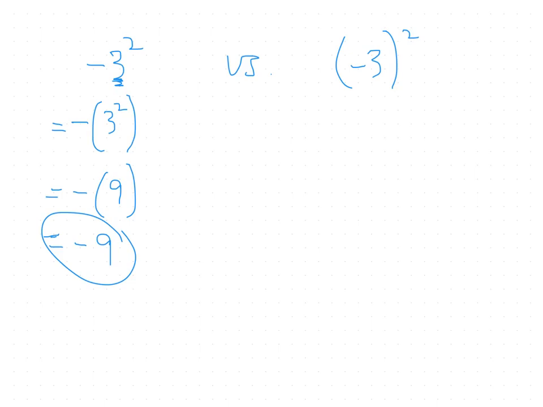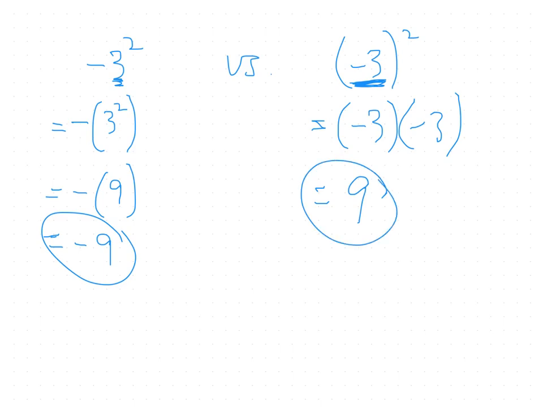On the right, the entire base is negative 3 because the exponent 2 is on the bracket. And if it's on the bracket, the entire contents of the bracket is the base. So therefore, on the right, it would be evaluated as negative 3 times negative 3, which is positive 9. So you can see there's two completely different answers because the bases are different. And the same idea with negative exponents.